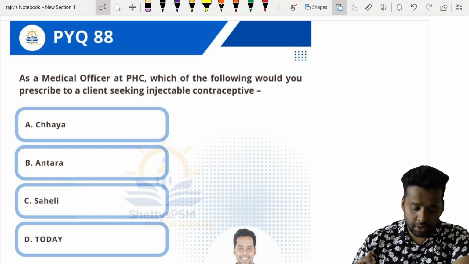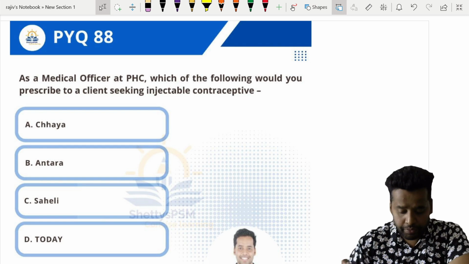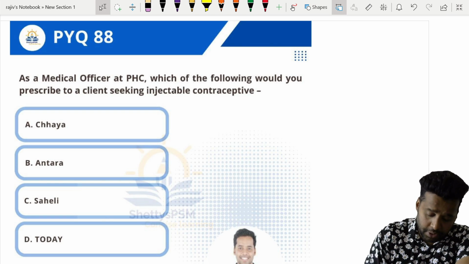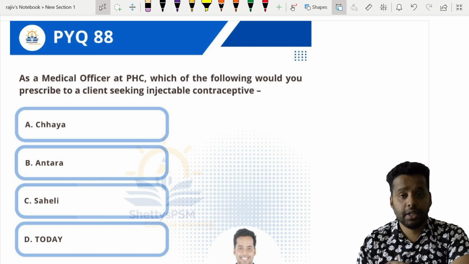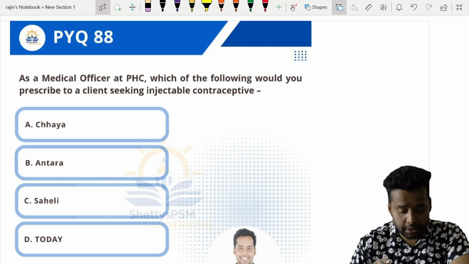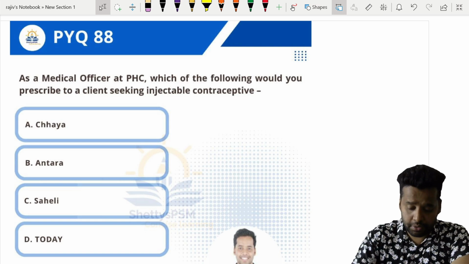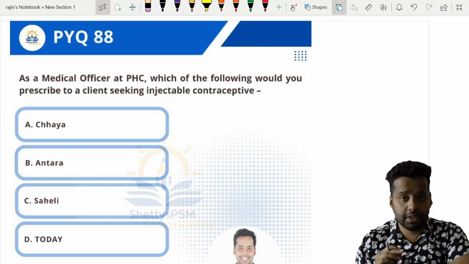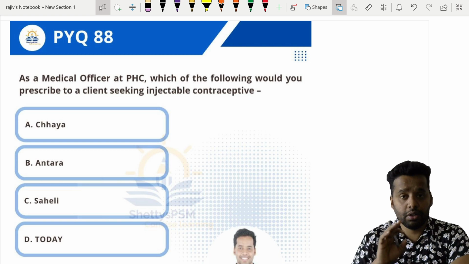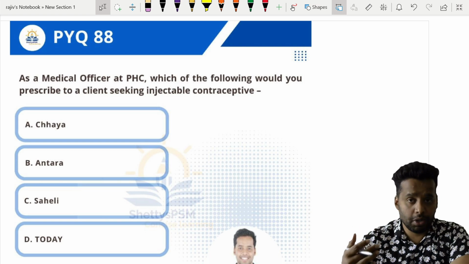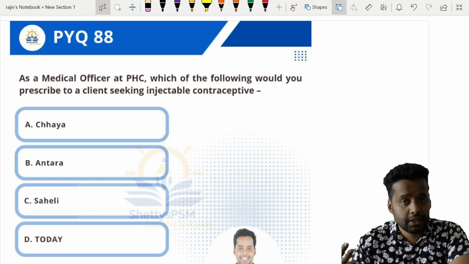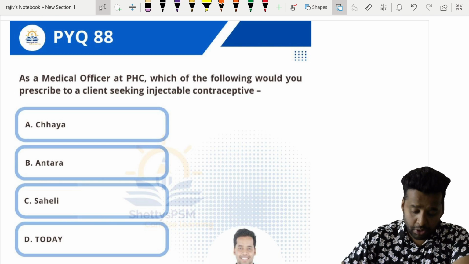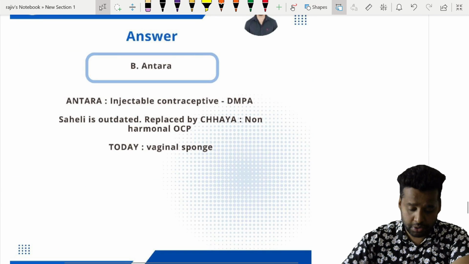Good. Medical officer at PHC, a woman is coming and asking for an injectable contraceptive. As per the newer program Mission Parivar Vikas, the injectable contraceptive used is Antara. Antara is DMPA, depot medroxyprogesterone acetate. Chaya is non-hormonal OCPs. It is ormeloxifene. Before it was under the name of Saheli, now it is under the name of Chaya. Antara is an injectable contraceptive. Today is vaginal sponge.